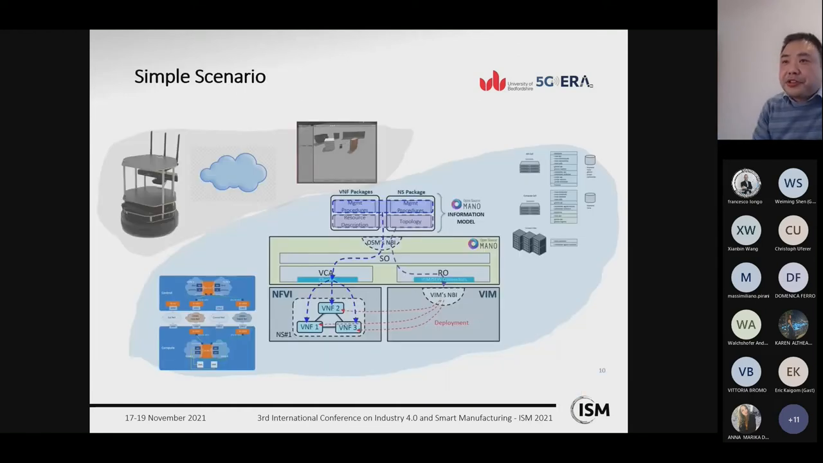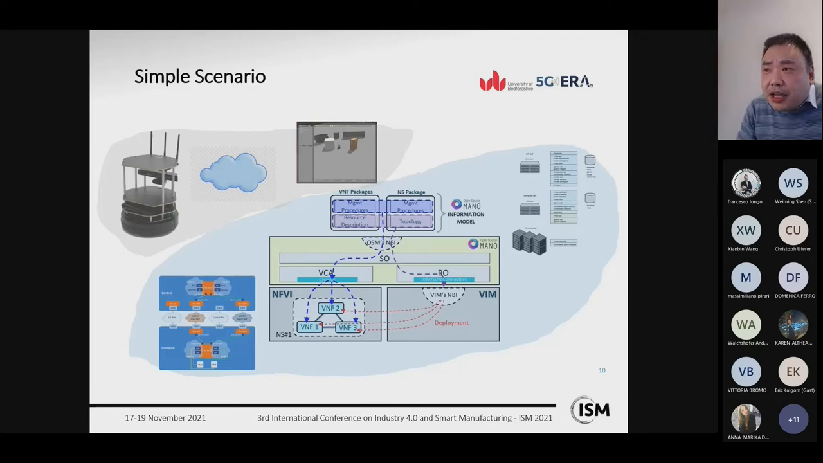This is a very simple scenario. We are working in the field of the project, and we have autonomous robots. They are connected to the cloud for planning, for improving their deployability in the real world setting.